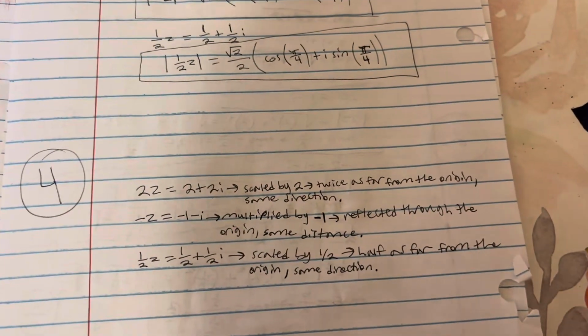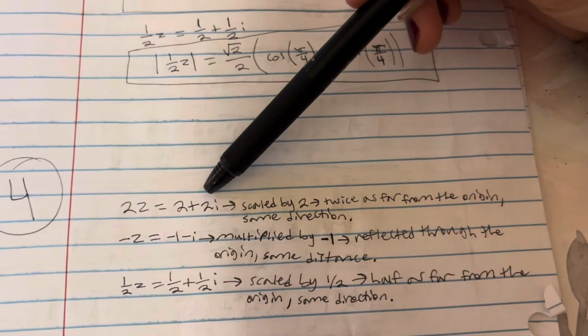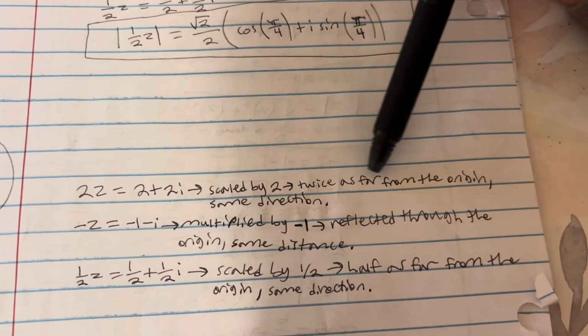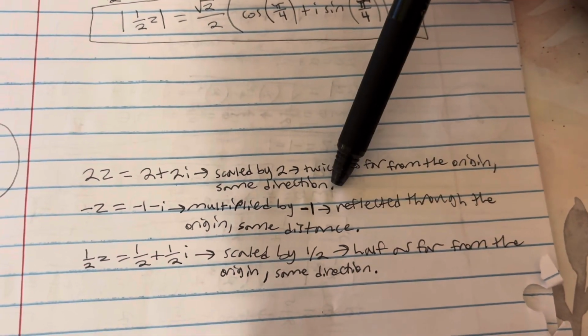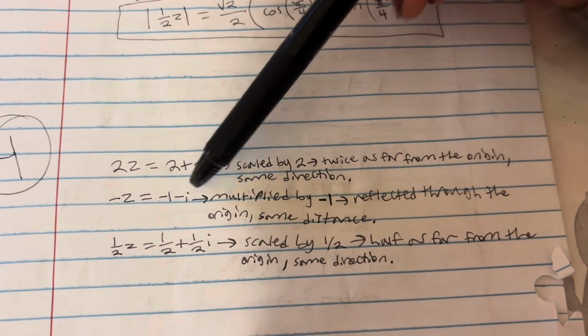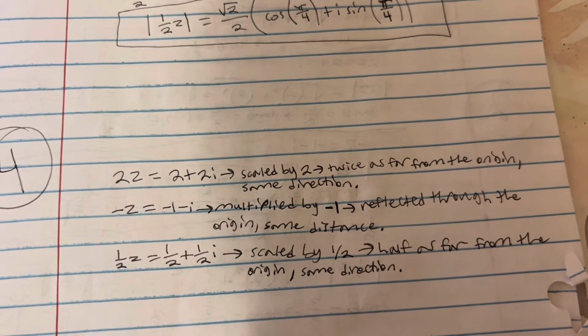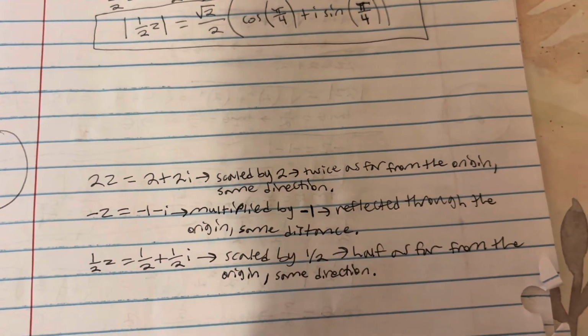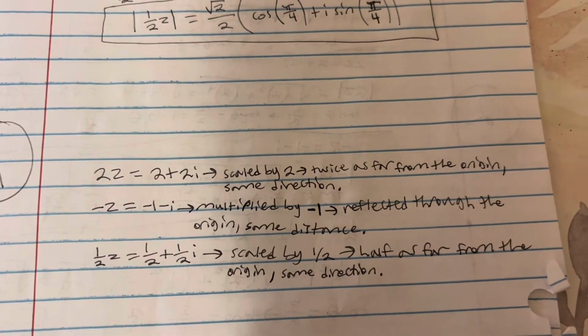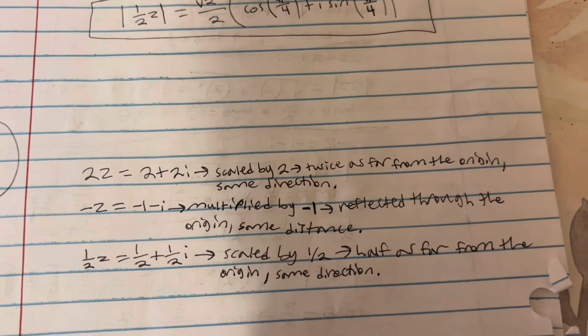And then here, these are explaining the transformations. For this equation, we scaled by 2, twice as far from the origin, same direction. And with this, negative z equals negative 1 minus i, it's multiplied by negative 1, and it's reflected through the origin, same distance. And then for 1/2 z equals 1/2 plus 1/2 i, it's scaled by 1/2, half as far from the origin, same direction.